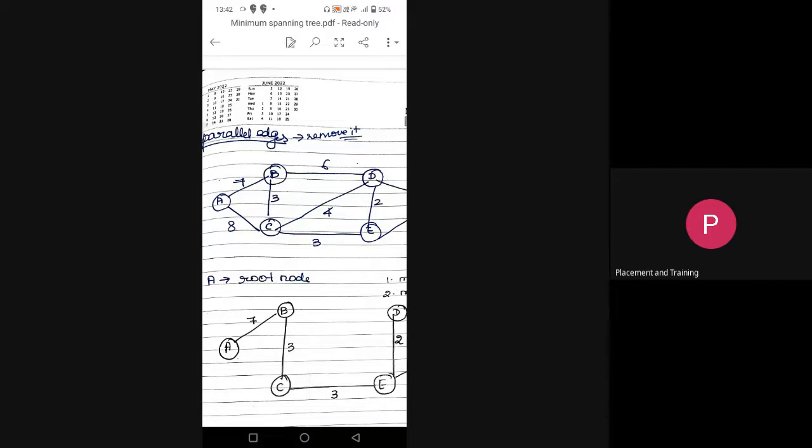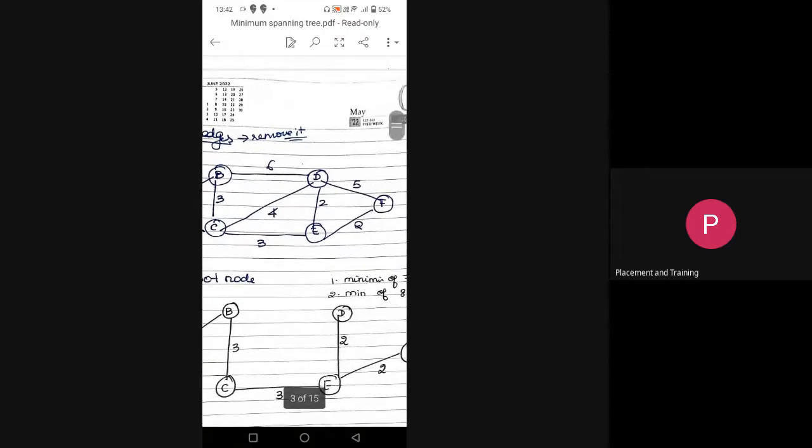Then what do I already have in memory? I have 8 and 6. Now from C, where all do I have connections going? 3, 4. What all should I consider now? 8, 6, 3, 4. Which is the least value? 3 is going to be my least value. So I take up 3.